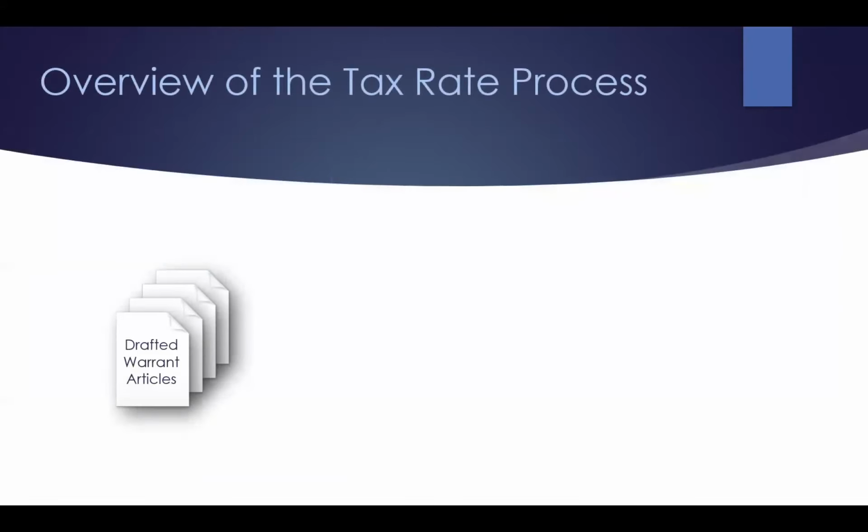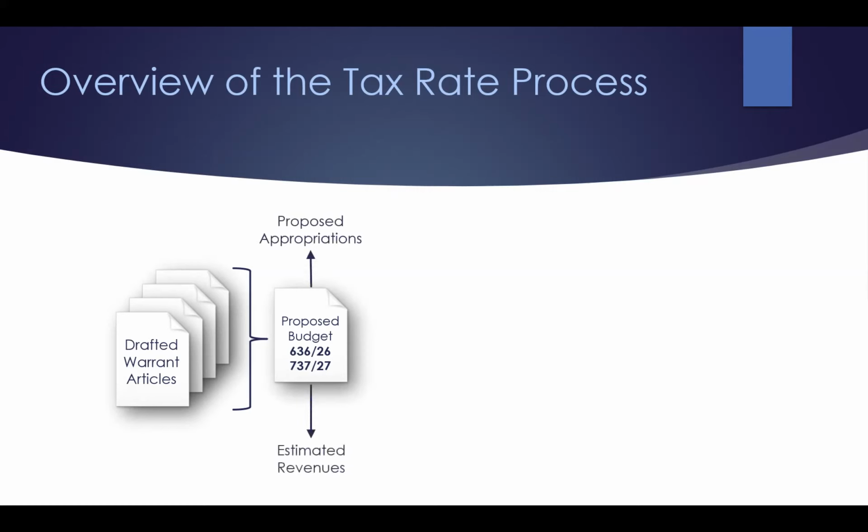So first, just a quick overview of the tax rate setting process. It starts off at the beginning of the year with the drafting of your warrant articles. And if you're a city, these are called resolutions usually. It's just a terminology difference. They behave the same way in the portal. And these warrant articles or resolutions are what we build your proposed budget from. So this is your 636, your 737, so on. And out of this, in the database, we have your proposed appropriations and your estimated revenues. Those proposed appropriations are what go to annual meeting and become your appropriations as voted.